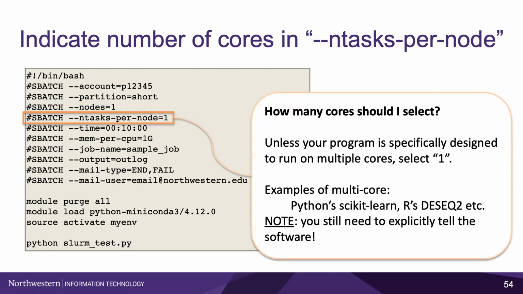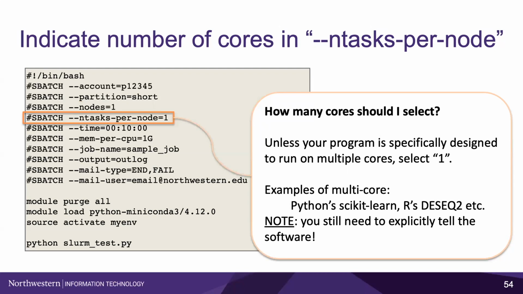The next one is ntasks per node. And this is where you tell Slurm how many cores or how many CPUs you want for your job. This is a similar rule of thumb as the previous slide, where unless your program is specifically designed to run across multiple cores, then it's a good idea to always select 1. But there are many, many more programs that can accommodate multi-core parallelization as opposed to multi-node.